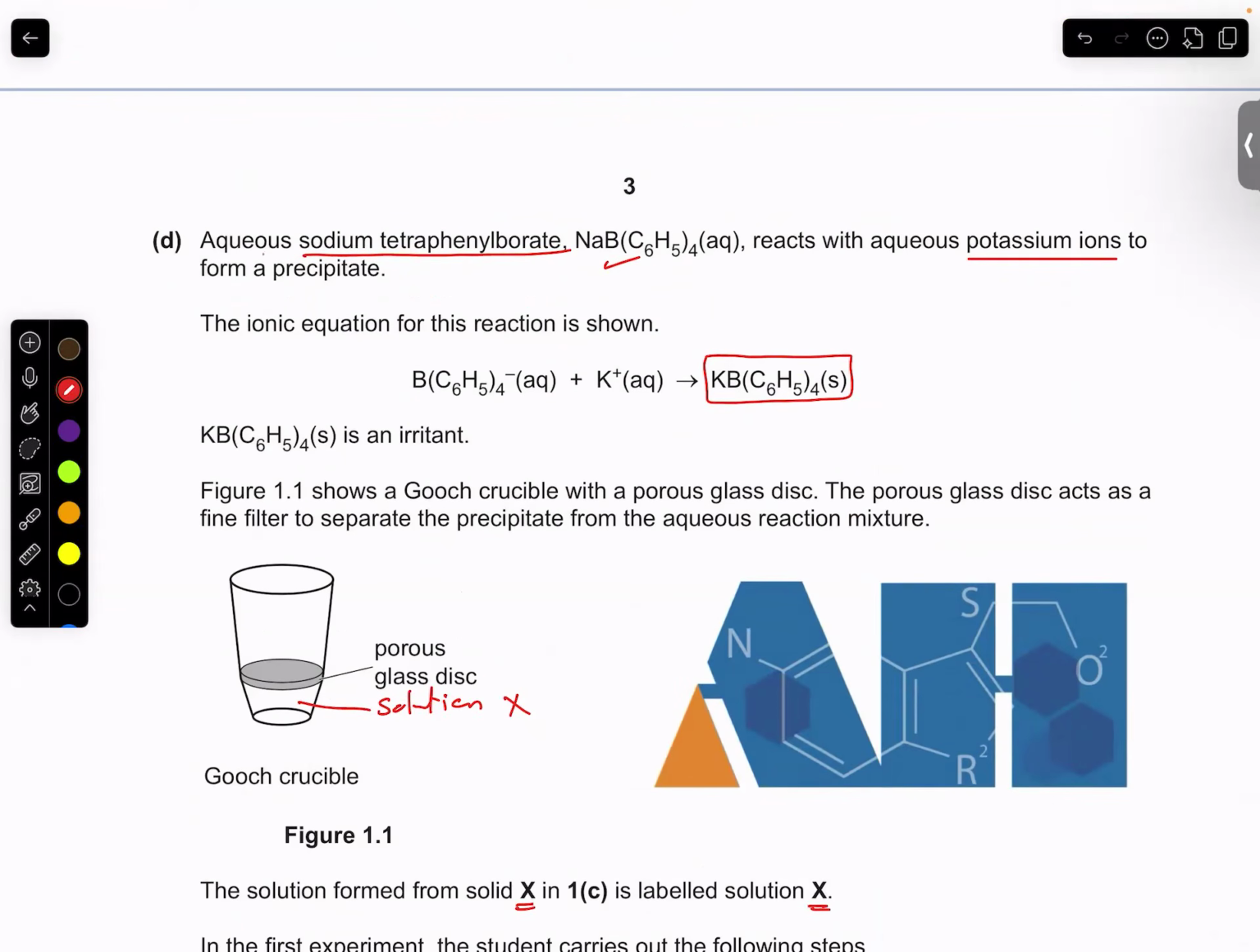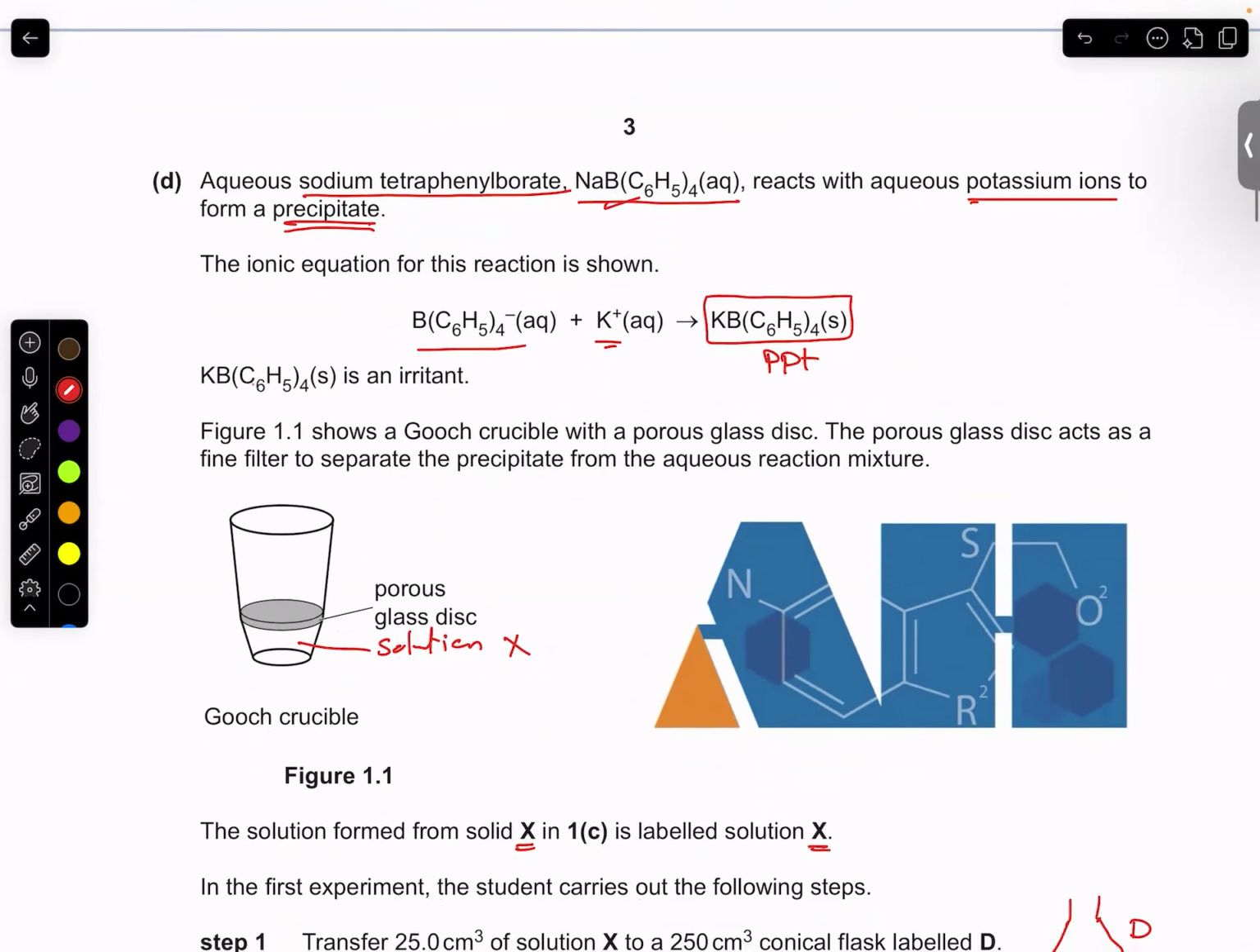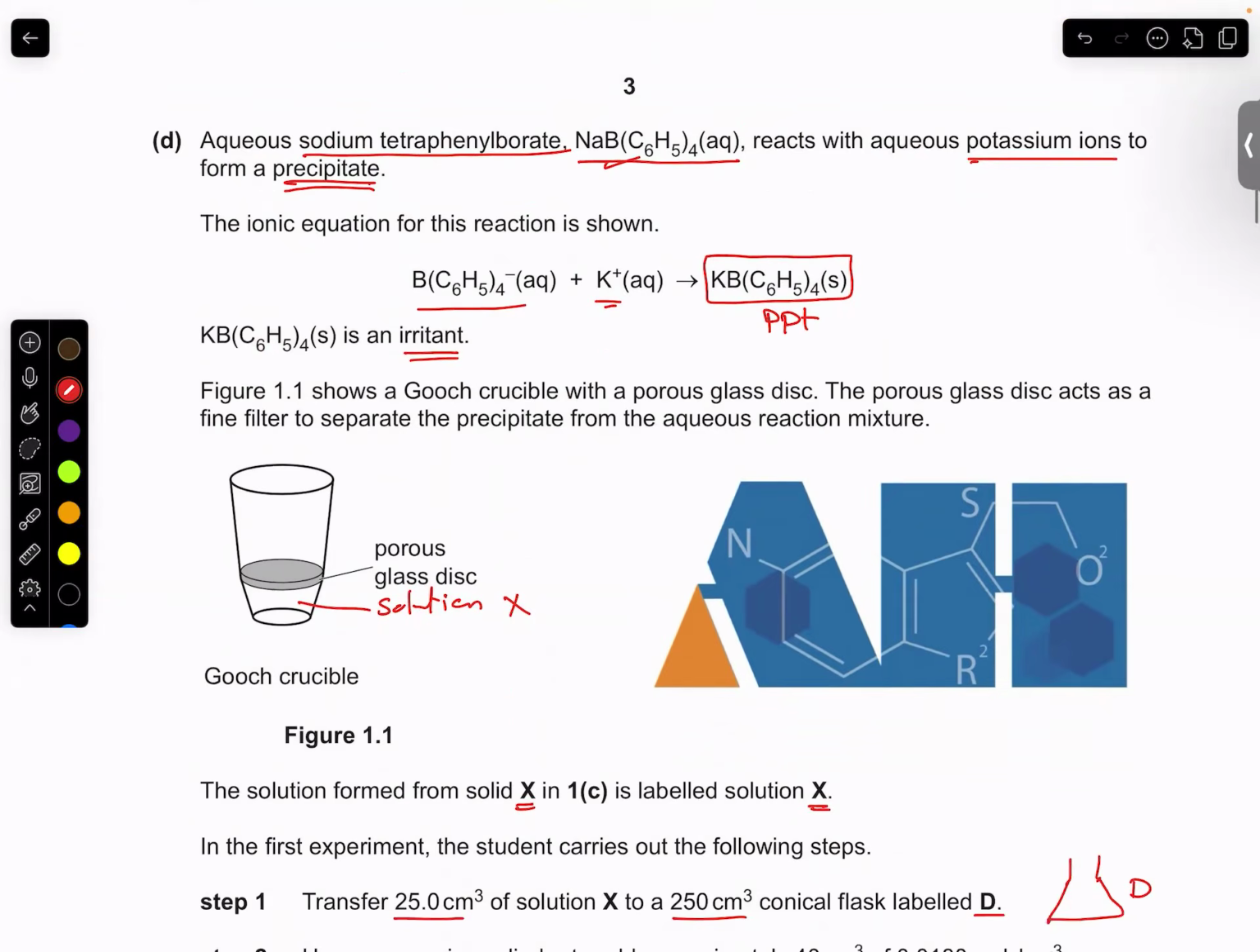Aqueous sodium tetraphenylborate is used to precipitate potassium. It reacts with aqueous potassium ions to form a precipitate. The ionic equation for this reaction is this one plus this one gives the precipitate, the PPT. This compound is an irritant.